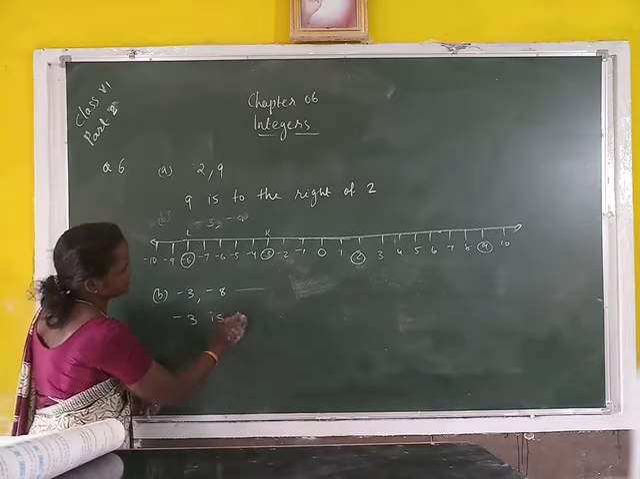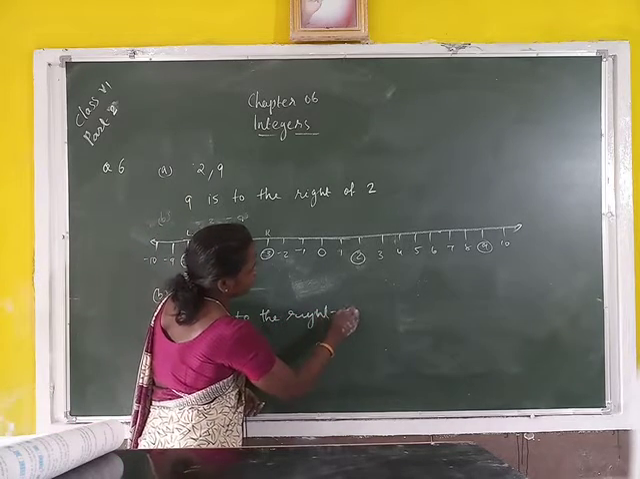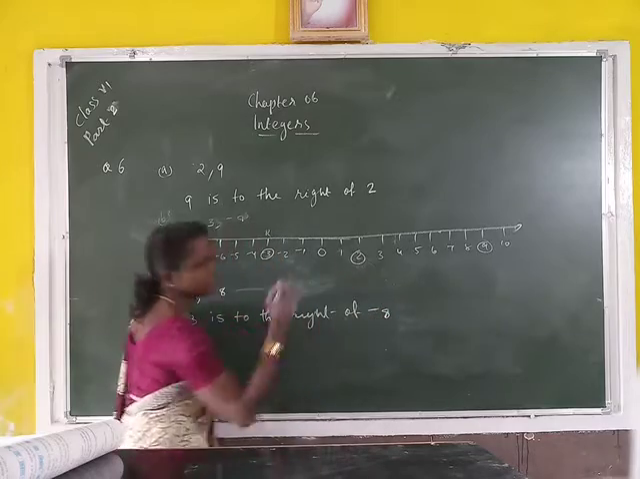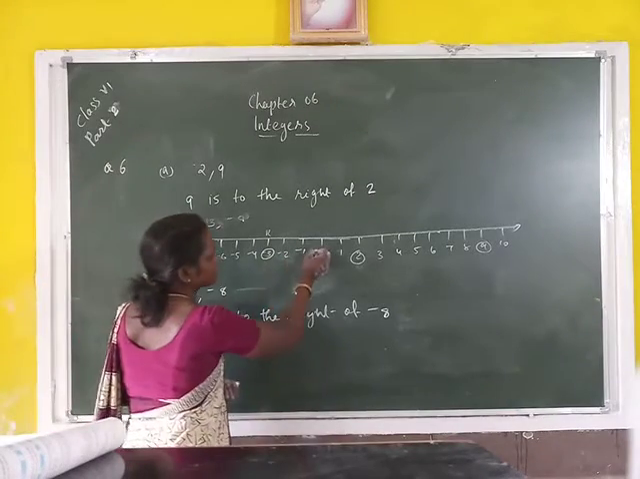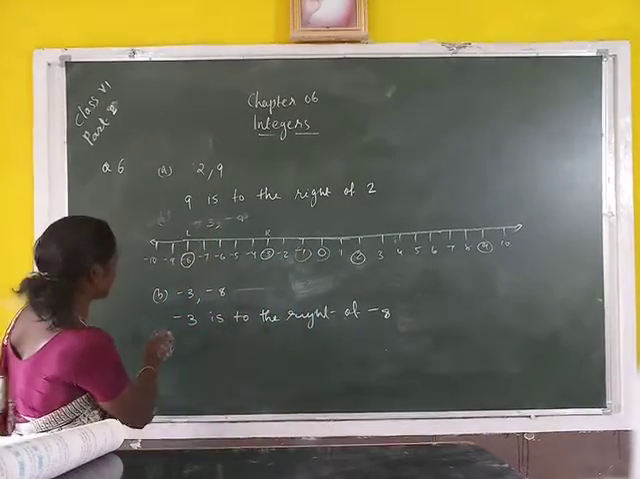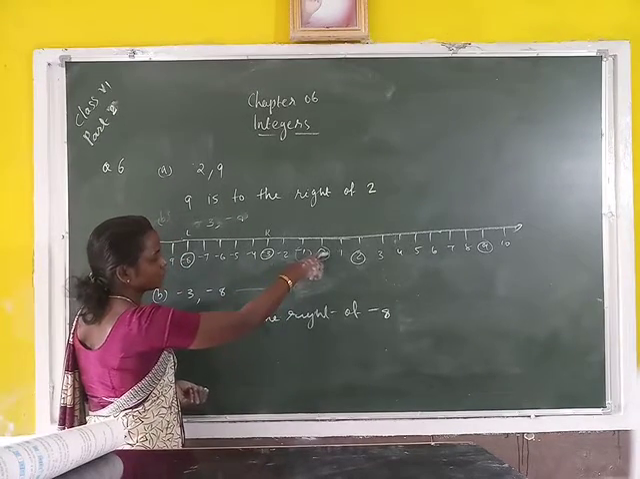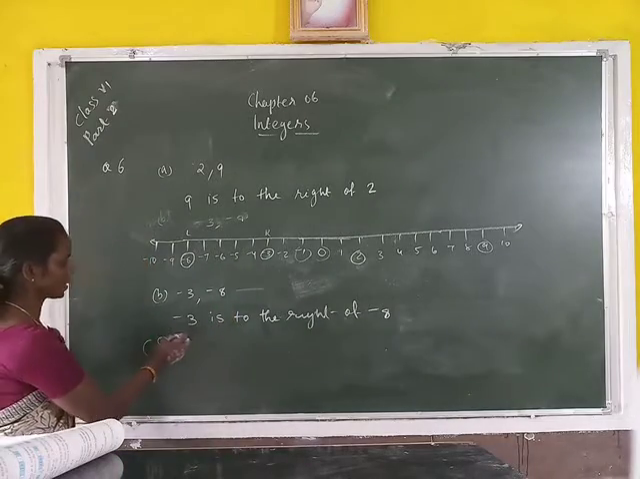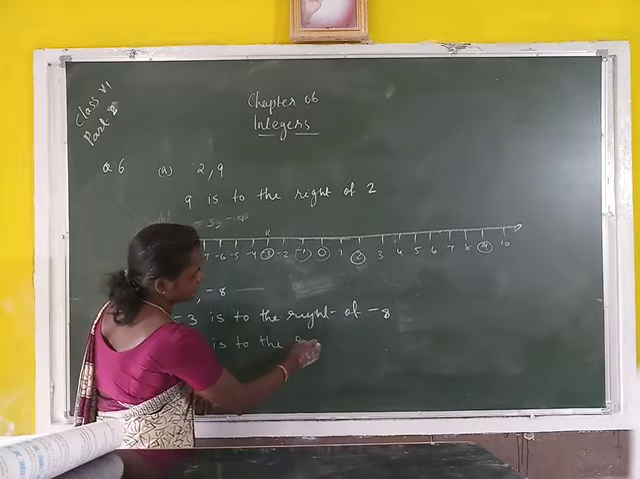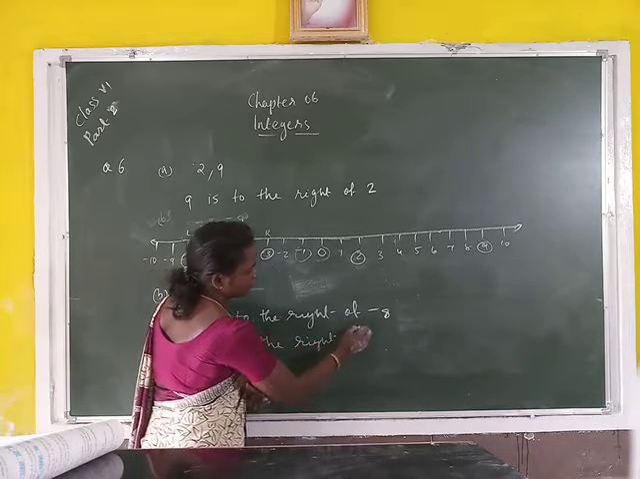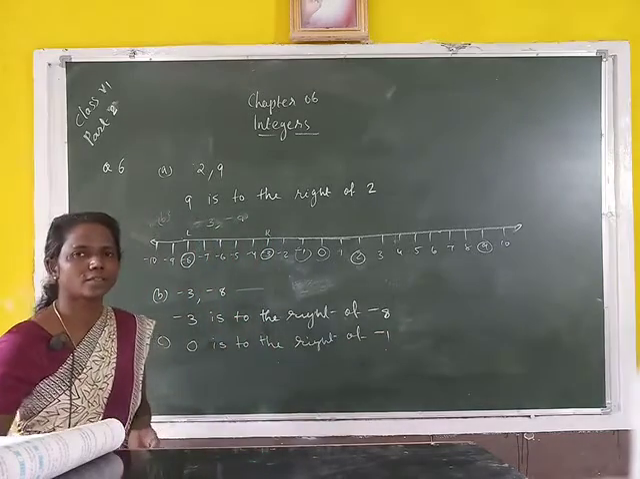Negative 3 is to the right of negative 8. The next is 0 and negative 1. Then question number C. What is its answer? 0 is to the right of which number? Negative 1. So we can write 0 is to the right of negative 1. Is it clear how to write it?